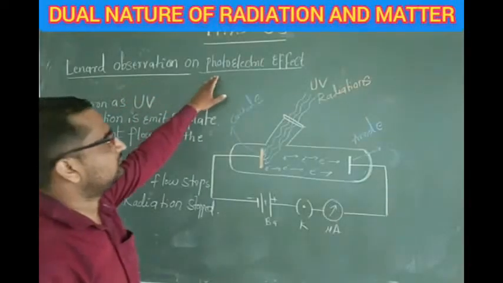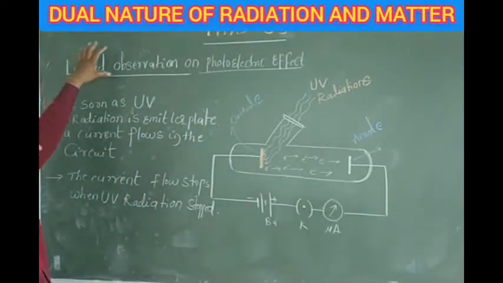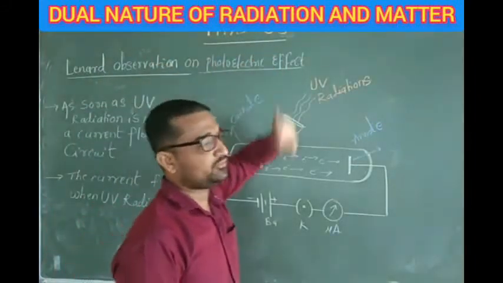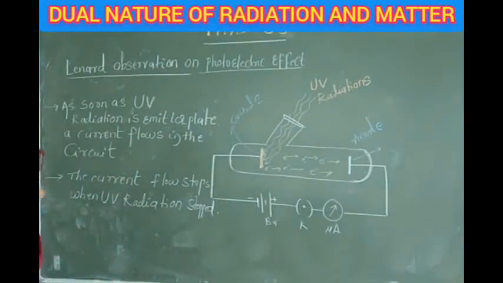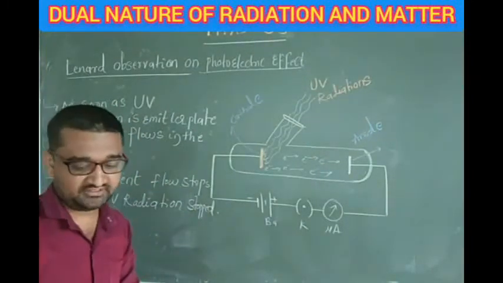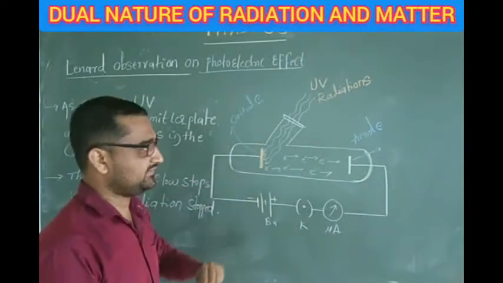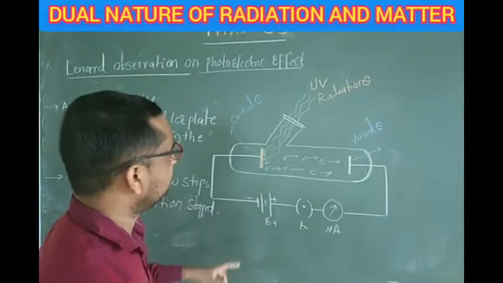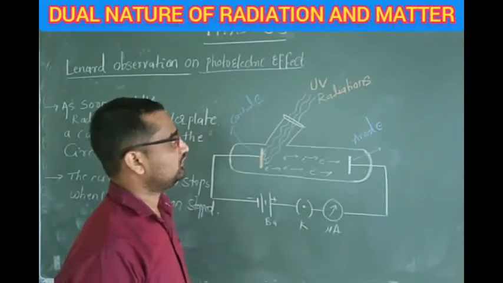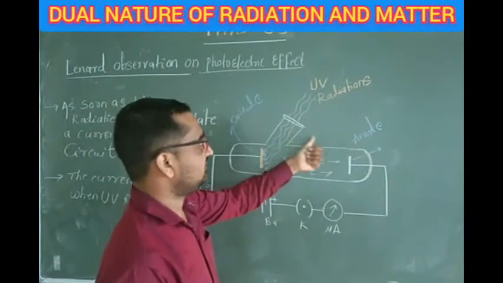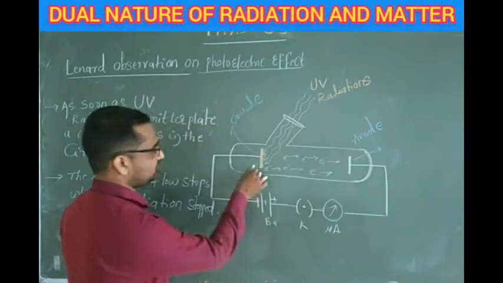Lenard's observation on the photoelectric effect. What did the scientist Lenard observe in the photoelectric effect, and what conclusions did he give based on his observations? Right. So this is an experimental arrangement as we have studied in the previous class. There is an evacuated glass tube. It is fitted with a side window, a quartz window, through which the electromagnetic radiations are illuminated on the emitter plate. So this is known as what?